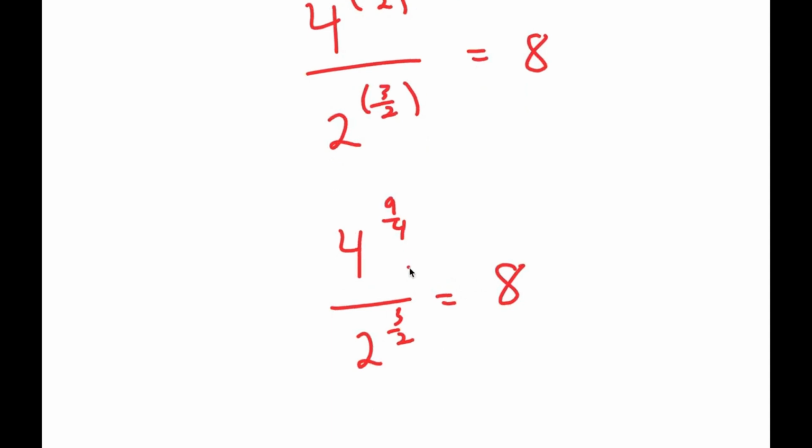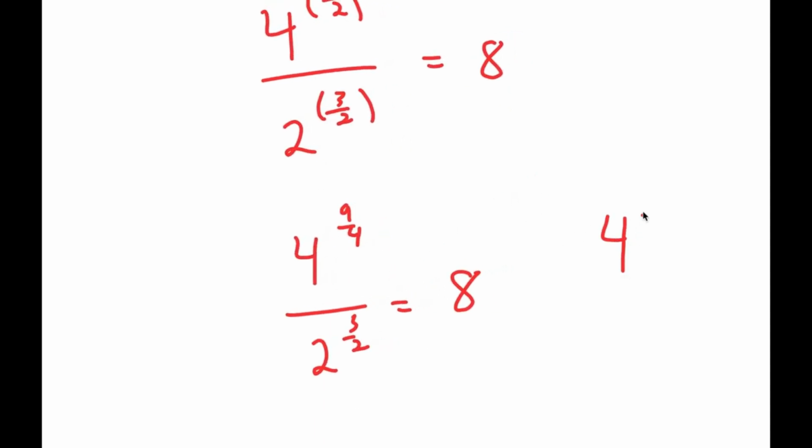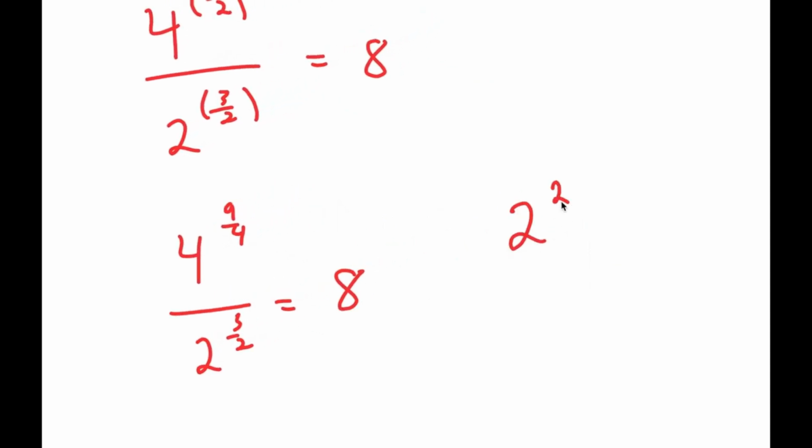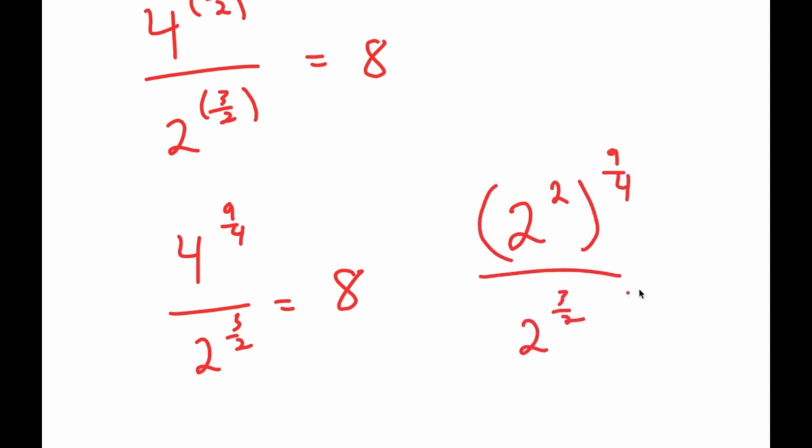4 to the power of 9/4 is the same thing as the 4th root of 4 to the 9th. So what I'm going to do is rewrite this as 2 squared to the power of 9/4 over 2 to the power of 3/2.